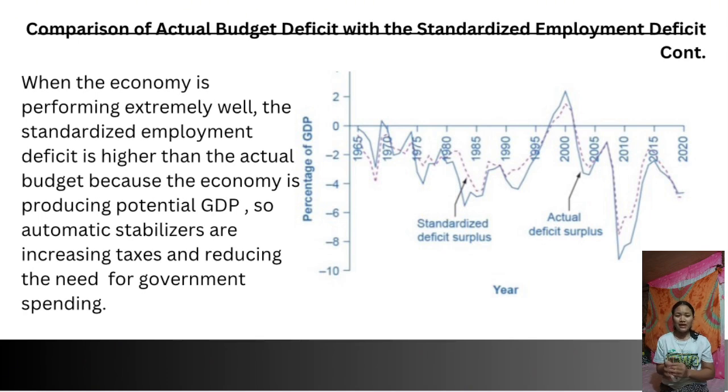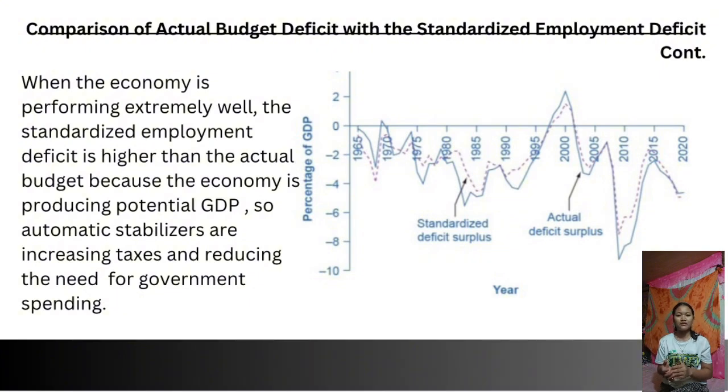So in the graph, you can see two lines. The broken line is for the standardized deficit or surplus. The other one is for the actual deficit or surplus. So the actual deficit includes the effects of automatic stabilizers. The standardized deficit shows what the budget would look like without those automatic effects.